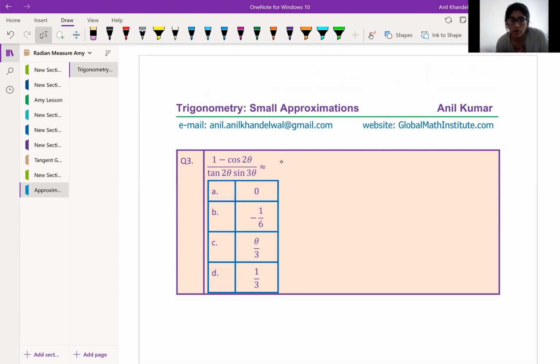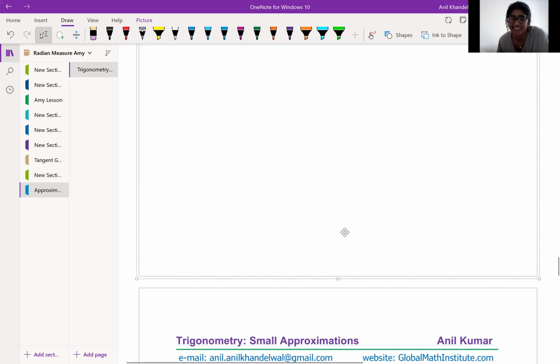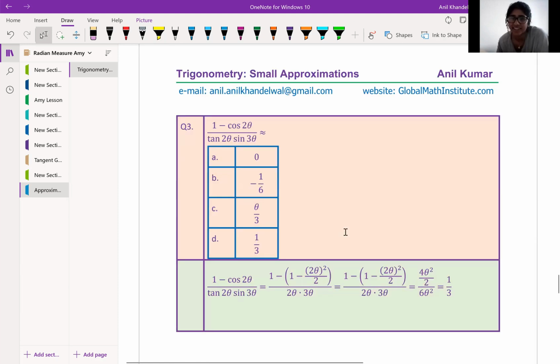Third. So 1 minus, then in brackets, 1 minus 2 theta squared over 2, divided by 2 theta times 3 theta. So 1 minus 1 is 0, right? That becomes plus 4 theta squared by 2, divided by 2 theta squared over 6 theta squared, correct, which is a third. Clear? So you just need to know your formulas. Once the formula is given to you, there's nothing in the exercise. You get the idea.